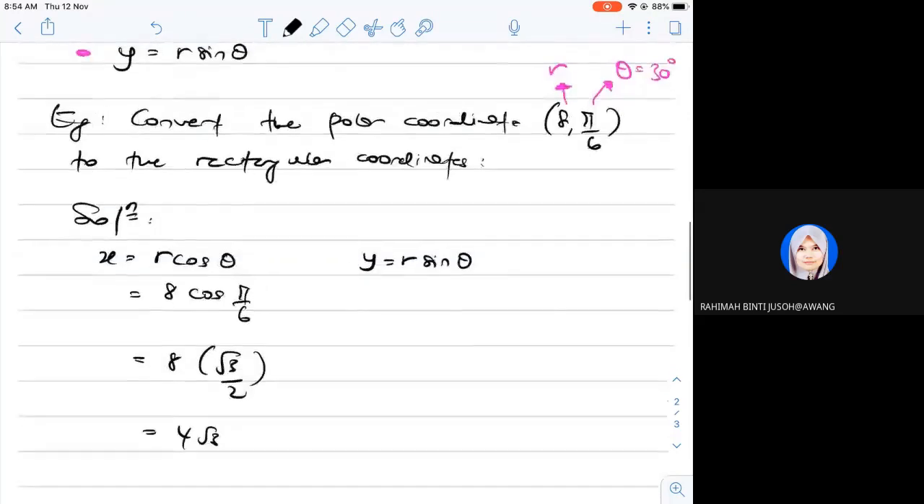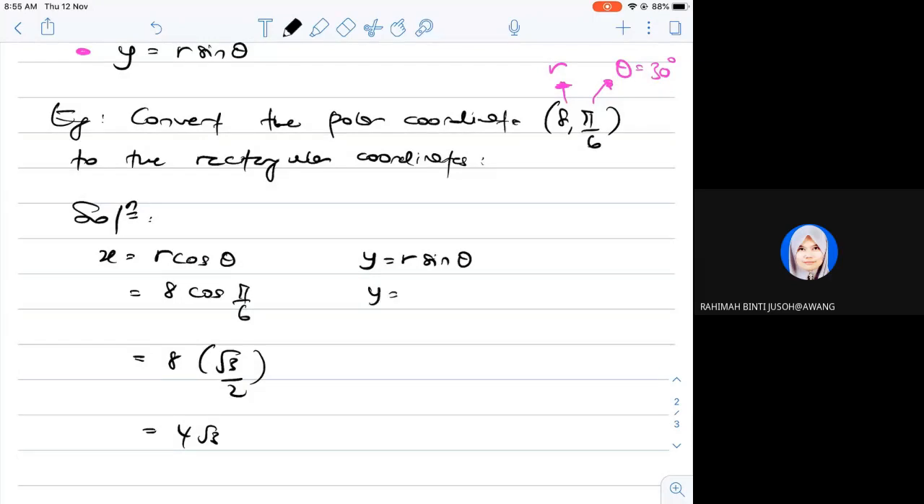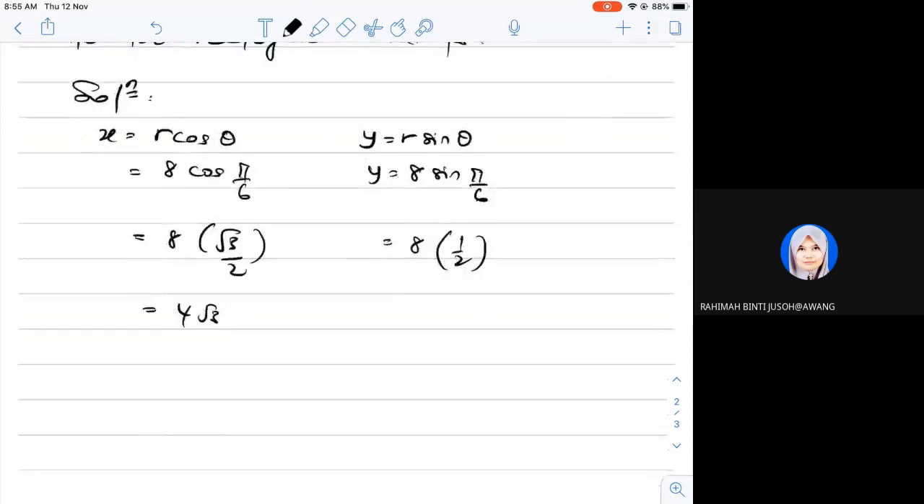Now y equals to r sine theta. So y equals to r, which is 8, sine theta. The angle is pi over 6. If you calculate this using your calculator, you will get 8 multiplied by 1 over 2. Sine pi over 6 is 1 over 2. So you will get 4. Therefore, the answer would be (x, y) equals to (4 square root 3, 4). That's it, that's the answer.